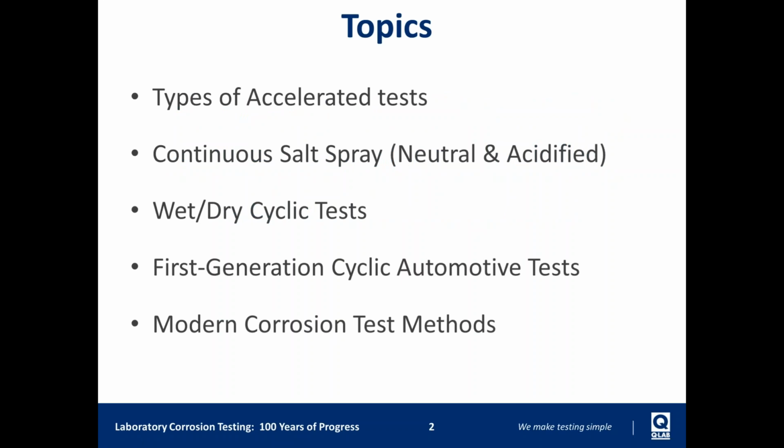So the topics that we're going to cover are, we're going to go over the various types of accelerated tests that people can perform. And then we'll kind of go through the history of the development of accelerated corrosion testing, starting with continuous salt spray, then moving on to wet, dry, cyclic tests, and then the first and modern generations of corrosion test methods.